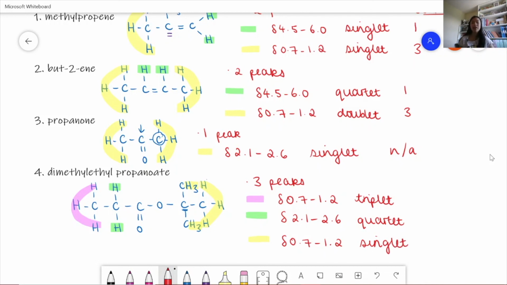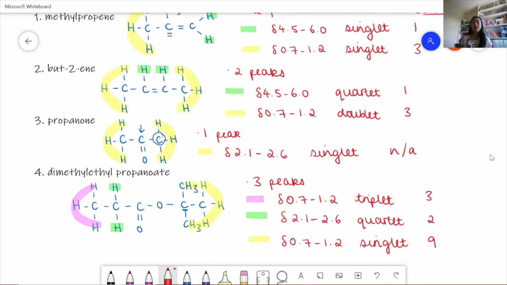And now we can look at their relative intensities. So we have 3 of the pink hydrogens, 2 of the green hydrogens, and 9 of the yellow hydrogens. And so this is the lowest whole number ratio we can have. So we have 3 to 2 to 9.